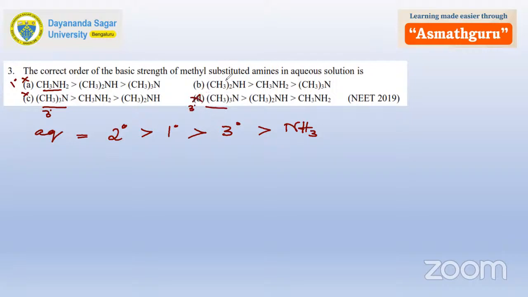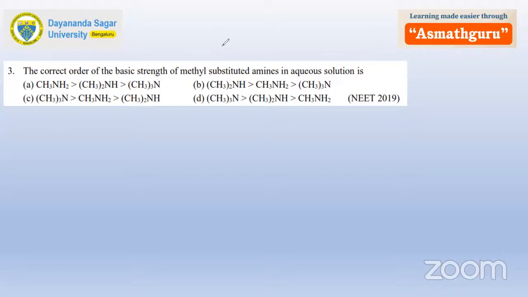B, yes, sir, it starts with secondary. Let us check it out. Secondary, then, yes, sir, primary, then tertiary. Yes, sir, this is right. Option is B, sir. These all appeared in last few years in medical examinations. And same kind of questions will appear in CET also, my dear students. And I told you, basic nature of amine is very important.